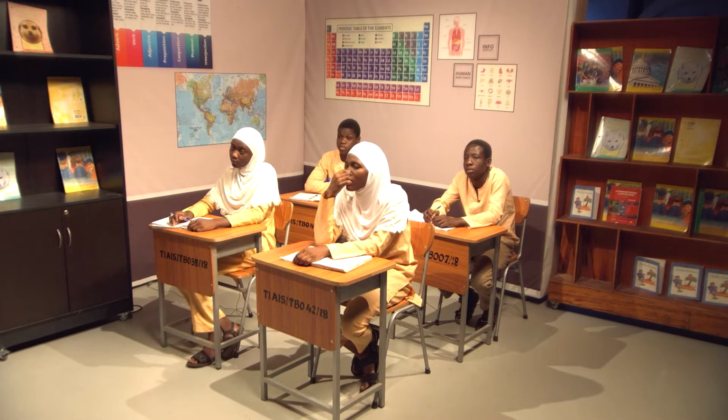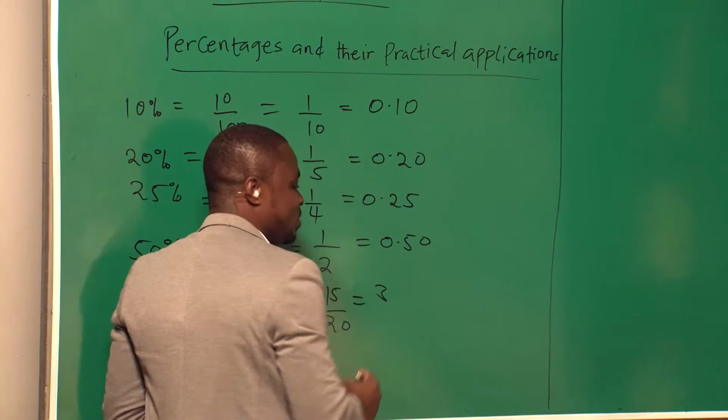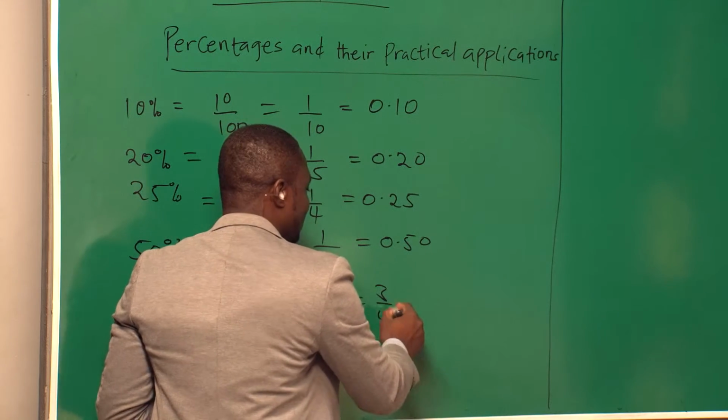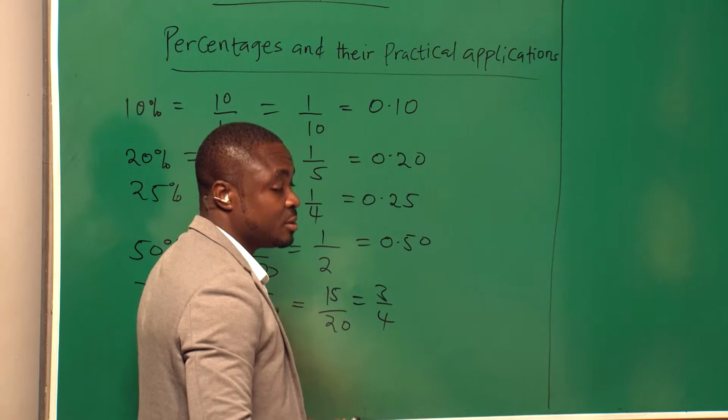5. So 5 into 15? 3 times. And into 20? 4. So you end up with what? 3 over 4. Are you okay? So that's how you change it to a fraction.